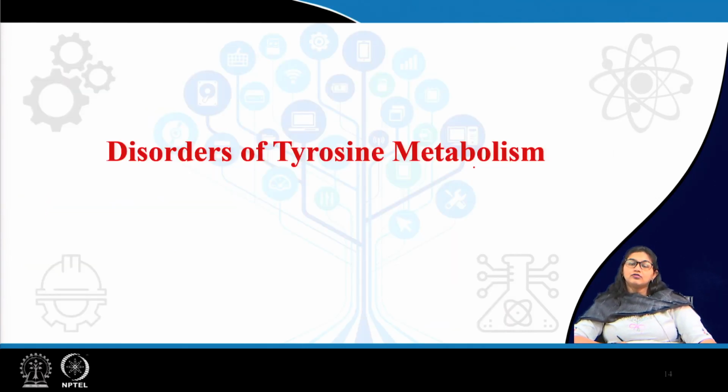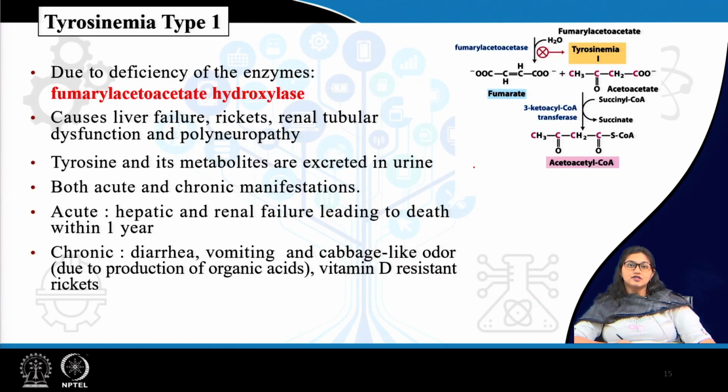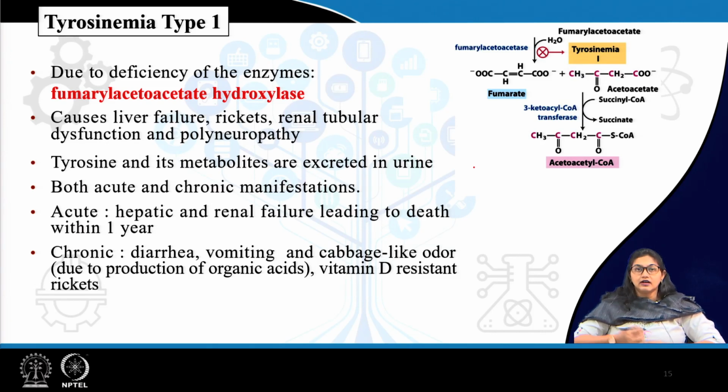So, let us discuss the different disorders of tyrosine metabolism. So, we have already told there is tyrosinemia type 1 when there is enzyme deficiency of fumarylacetoacetate hydrolase. So, this is basically the last enzyme. Remember, from fumarylacetoacetate via hydrolysis there is formation of fumarate and acetoacetate. When this enzyme, the hydrolase of fumarylacetoacetate, is deficient, it causes type 1 tyrosinemia.